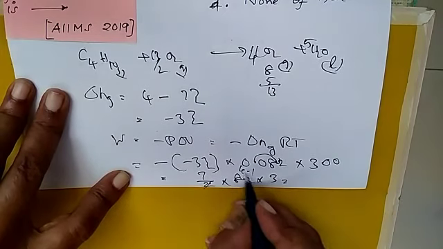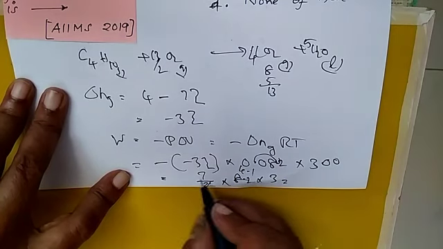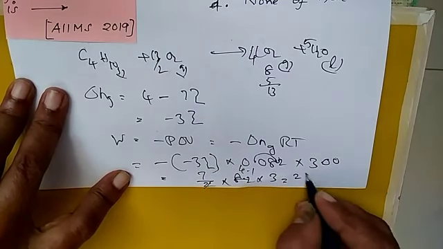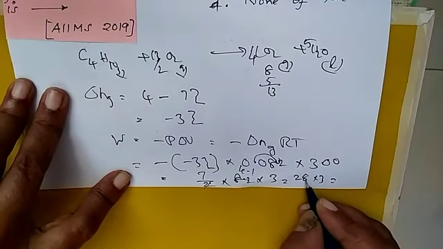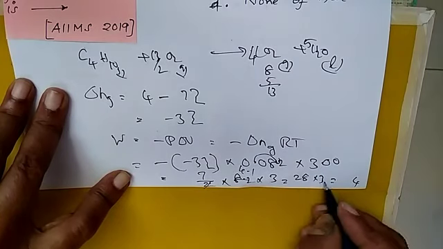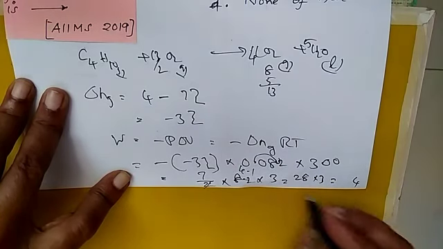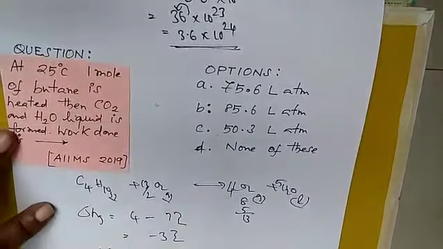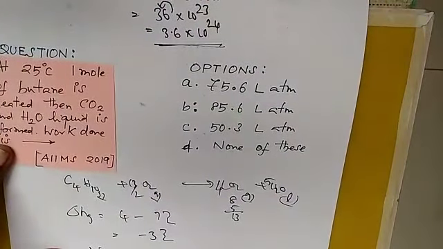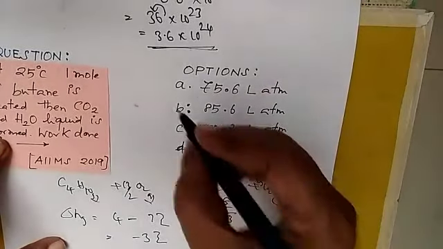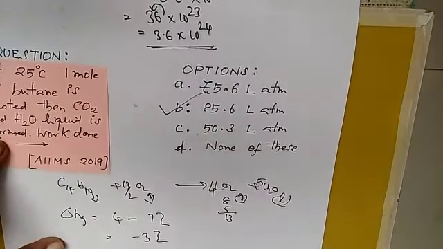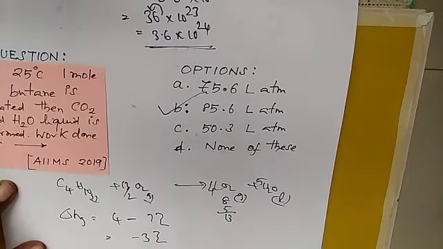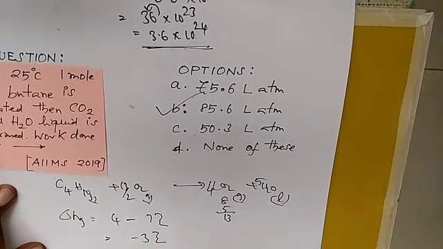So on multiplication, 7 into 4 is 28, into 3 is 84. So your answer is now nearing 84. What we are getting is 85.6, because we did a round-up here. So now your answer is 85.6.